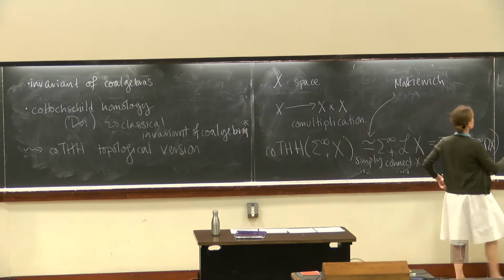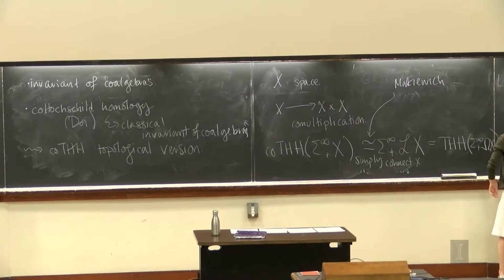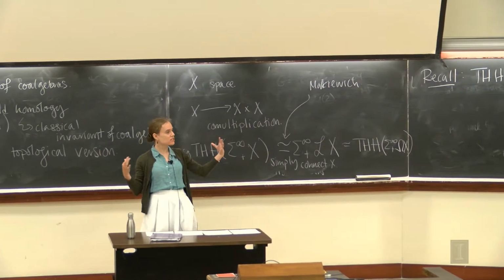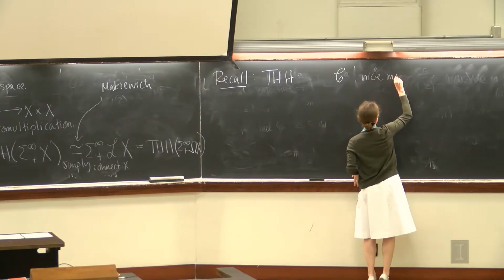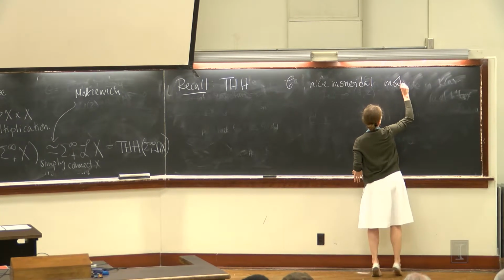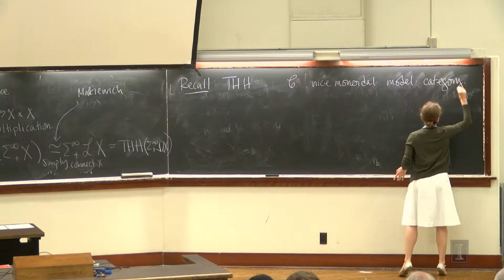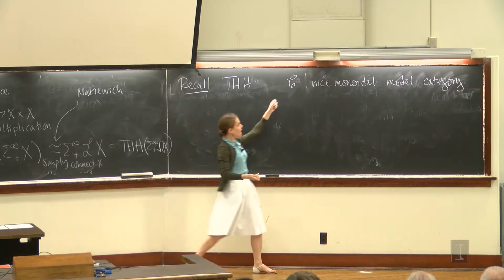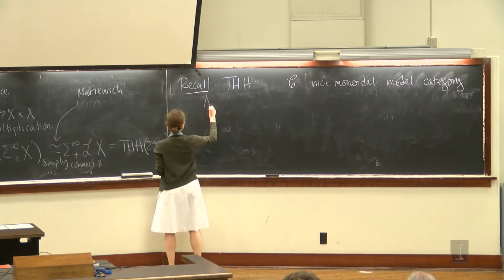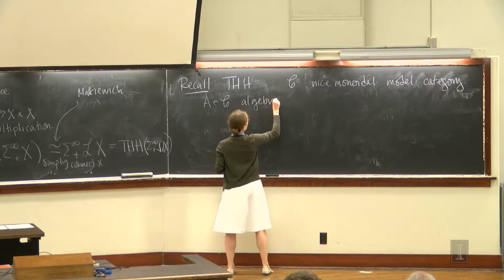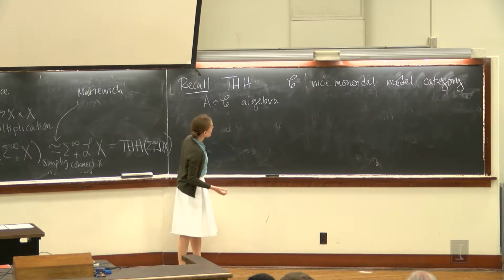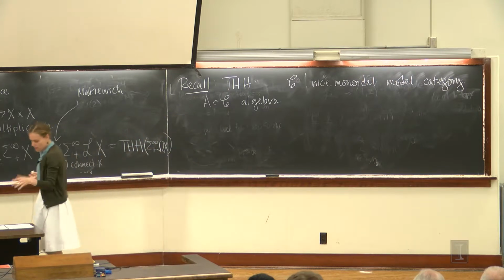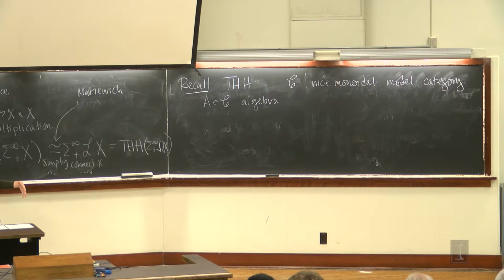To do that, as I said, it's dual to THH, so I'm going to recall the definition of THH, and then I'm going to dualize. The context that I'd like to work in is some sort of sufficiently nice monoidal model category. So let's say C is a nice monoidal model category. THH is going to be an invariant of algebras in C. So if I have an algebra A in C, that means it has a multiplication and a unit. I'm going to build the THH of A from the data of the multiplication and the unit, by building a simplicial object and then taking its geometric realization.